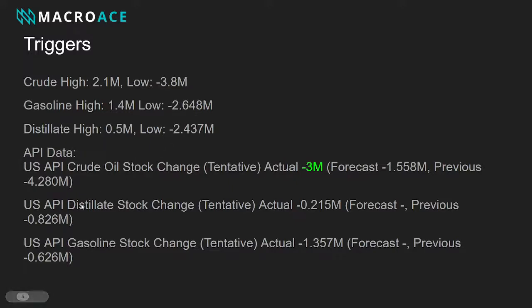And then if we look at the other bits of API data, distillate stock change doesn't have a forecast, but compared to the prior, it did see a slight build, at minus 0.215 million compared to the prior of minus 0.826 million. And then gasoline stocks, we'd seen a draw at minus 1.357 million, the prior being minus 0.626 million. So those are the triggers that we have.